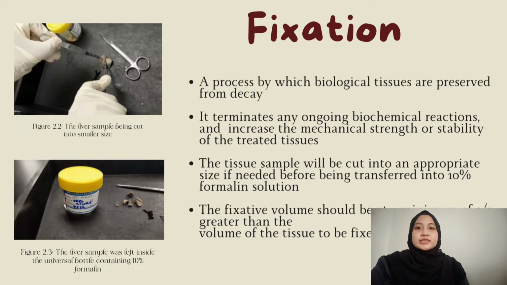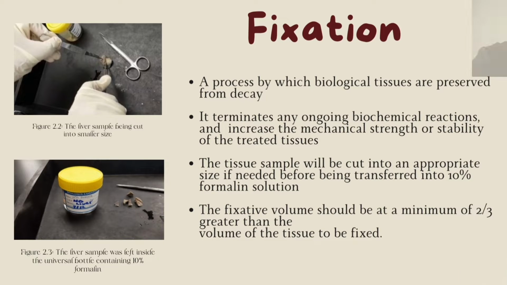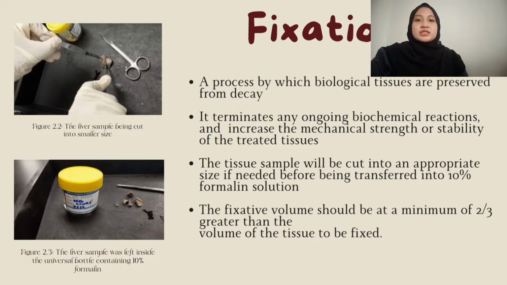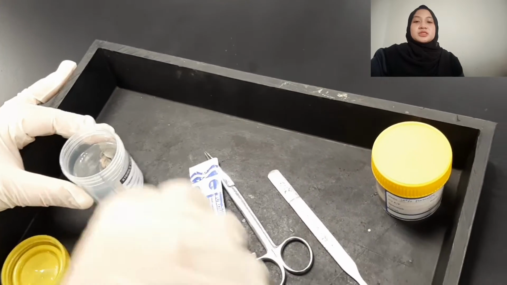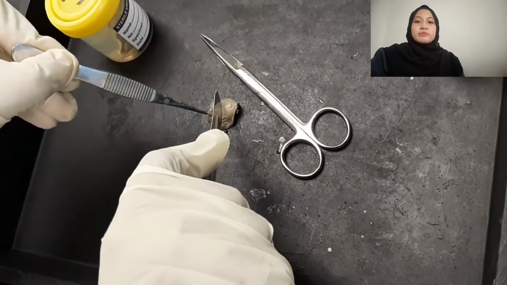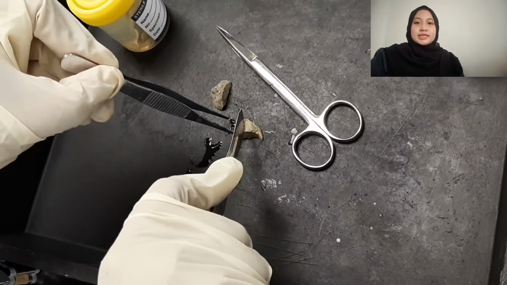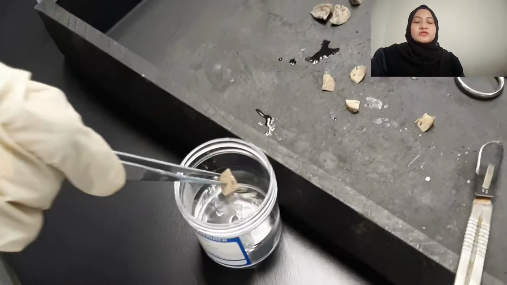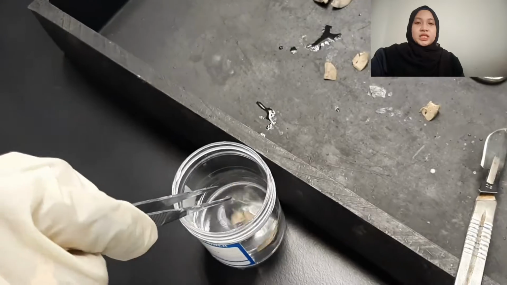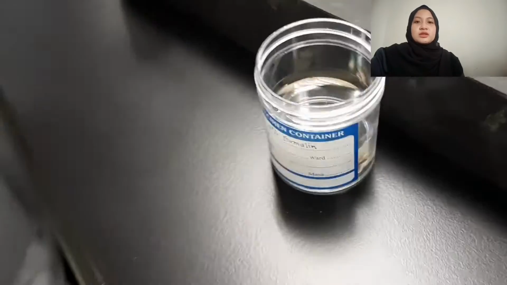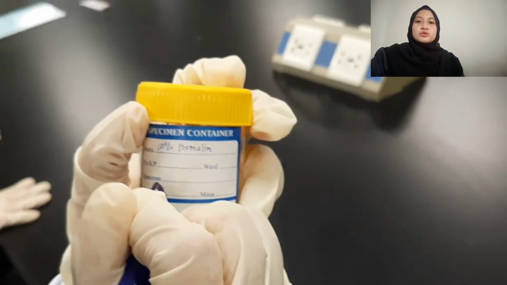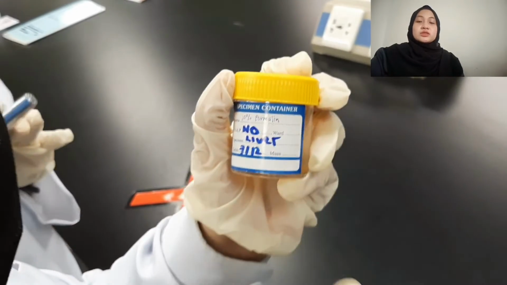Fixation, on the other hand, is the process by which biological tissue is preserved from decay. The duration needed for this process is based on the size and consistency of the tissue, and the type of fixative employed. In our practical, the tissue sample was cut into an appropriate size if needed before being transferred into 10% formalin solution. The sample of tissue is immersed in the formalin solution at a volume of a minimum of 2/3 greater than the volume of the tissue to be fixed.